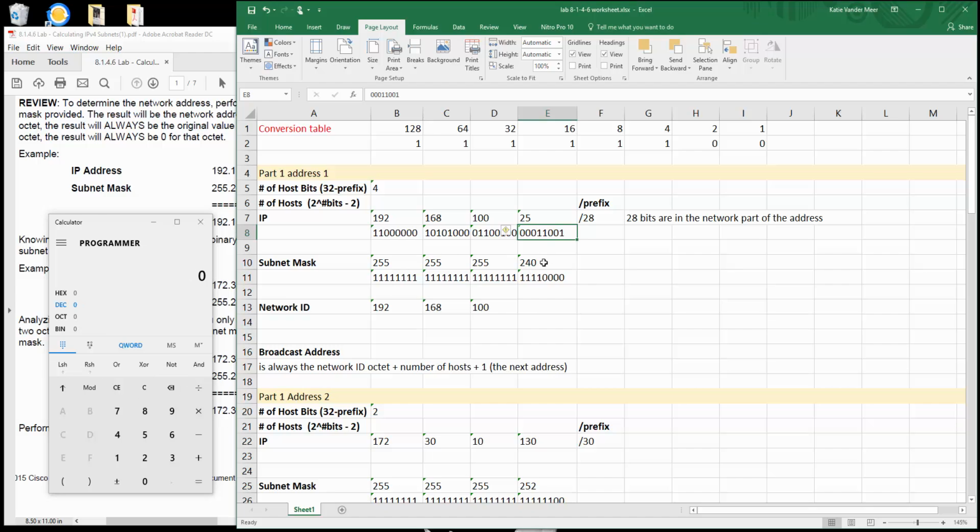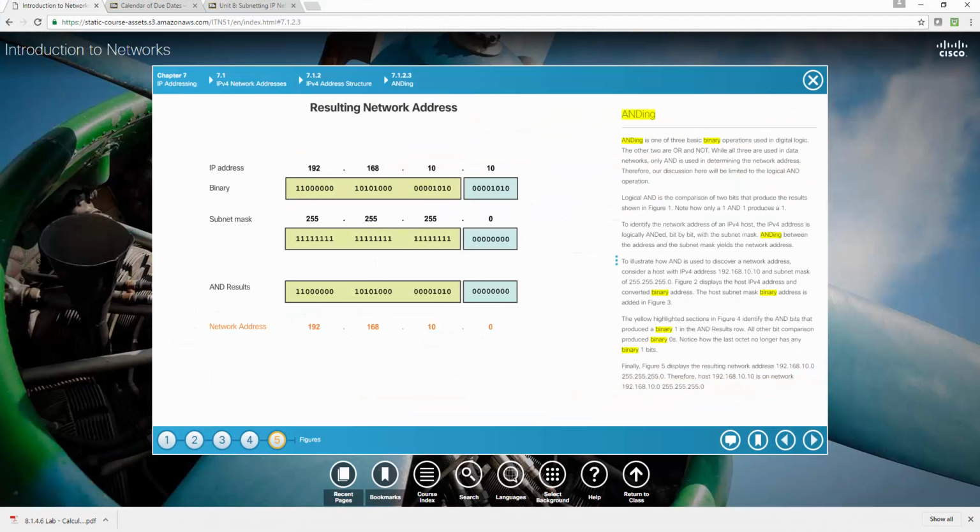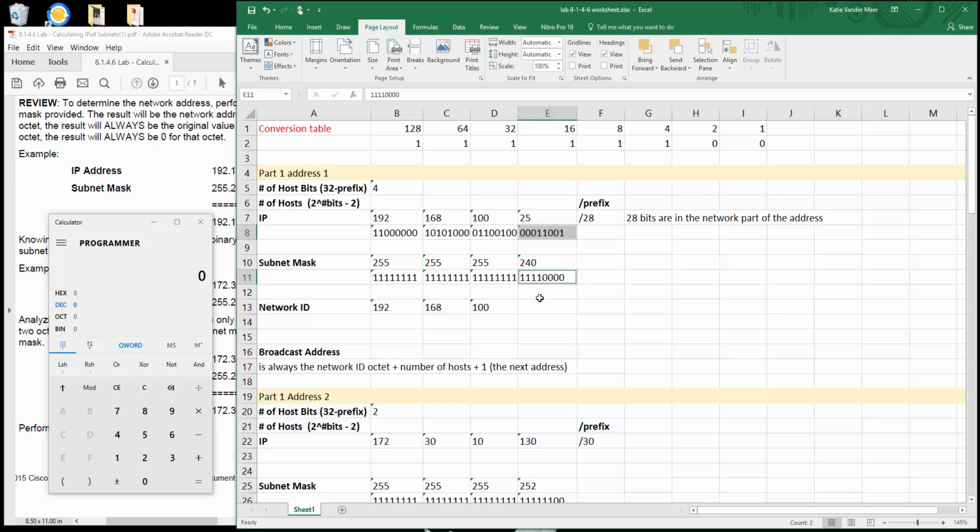So what we're looking at is the binary equivalent of 25 compared to 240, because we want to find out the network ID. So we're going to do binary ANDing. Remember, that's from Chapter 7. I pointed out earlier, anywhere there's a 1 and a 1, it becomes a 1. That's how we can figure it out. If it's not a 1 and a 1, then it's a 0.